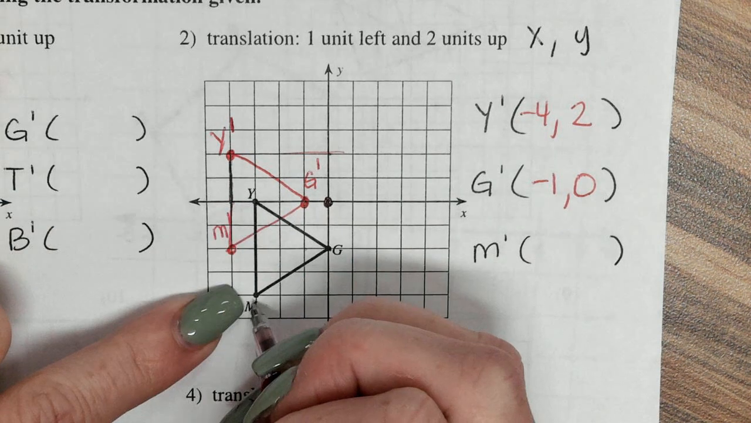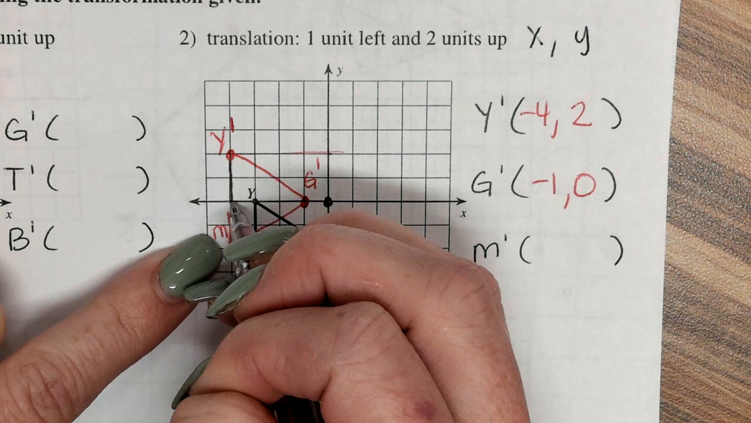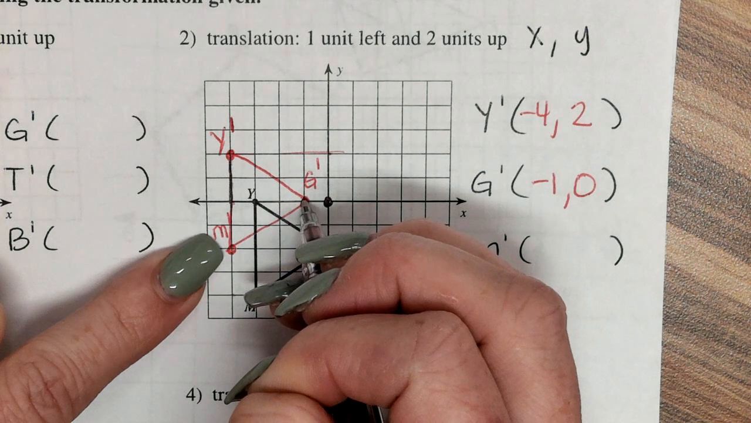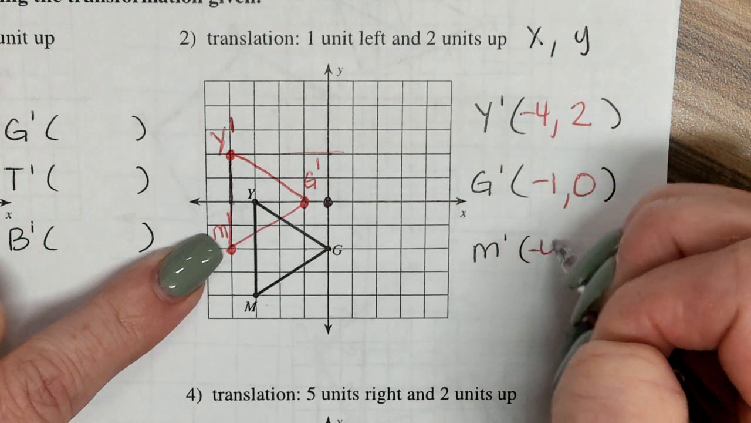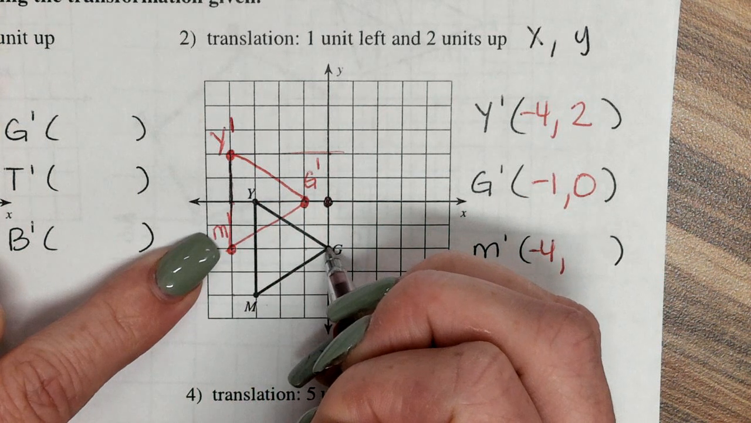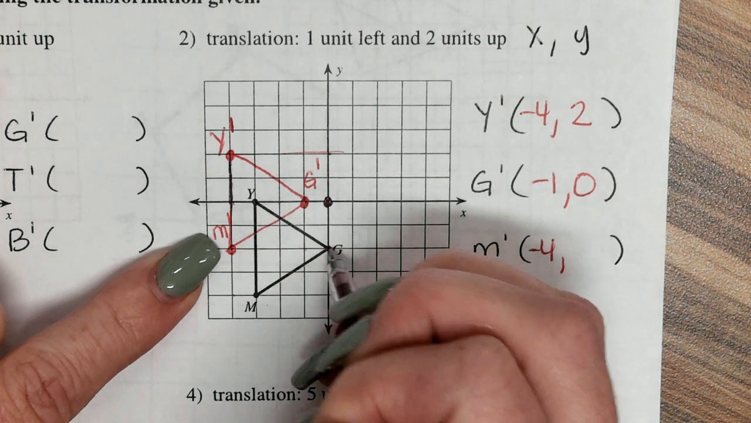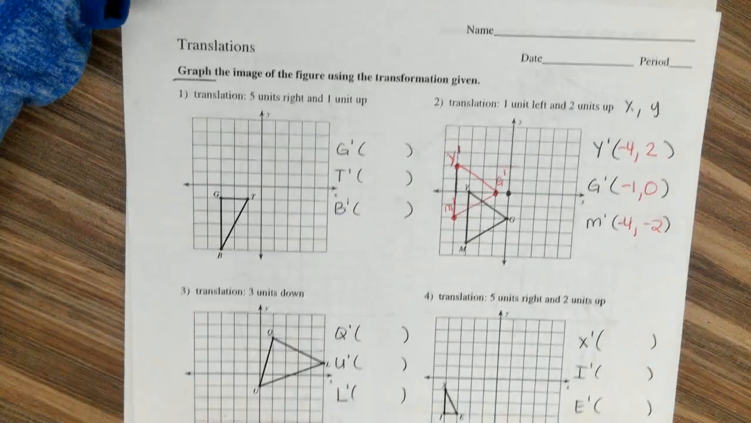Okay, let's do M. My new M. Where am I at on the X axis compared to 0? Negative 1, 2, 3, 4. Where am I at for point M on the Y axis compared to 0? Negative 2. Are y'all good with writing coordinates? You have to find 0 so you can count from 0.